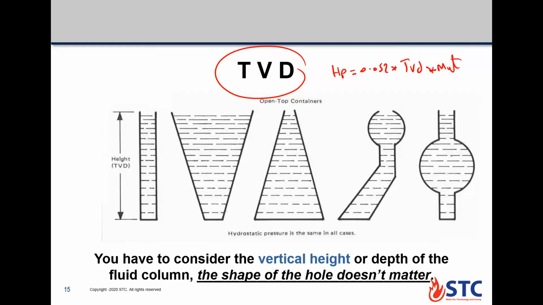So if we have the same mud weight in all of these different shapes, okay, and all of these different shapes have the same TVD, so now we're having the same hydrostatic pressure at the bottom of all of these different shapes, okay? Hydrostatic pressure is only dependent on the TVD, not measured depth, not the volume, not the shape. So here you have to consider the vertical height or depth of the fluid column, not the shape of the hole. The shape doesn't matter.